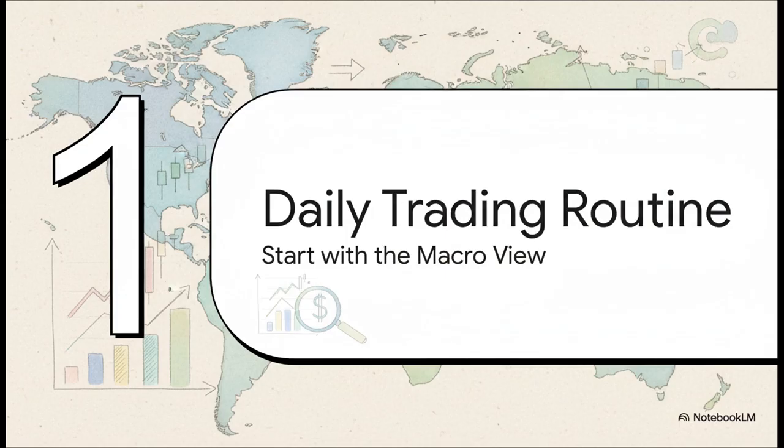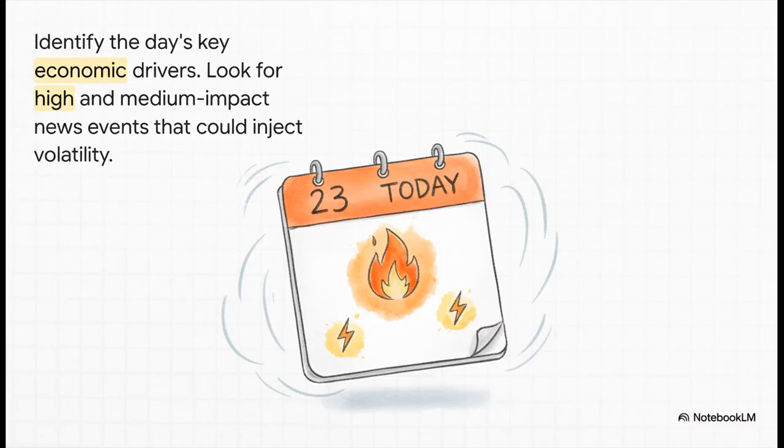The whole routine starts from the top down. Before you even glance at a specific pair or think about an entry, we have to understand the big picture. We need to know the macro environment we're playing in. So, step 1. The very first thing you do, and I mean every single day, no exceptions, is you check the economic calendar. We're on the lookout for any high and medium impact news events. These are the potential landmines and opportunities for the day.